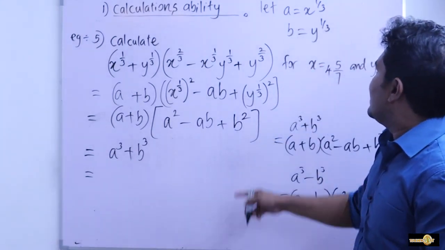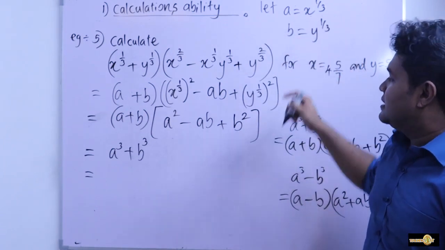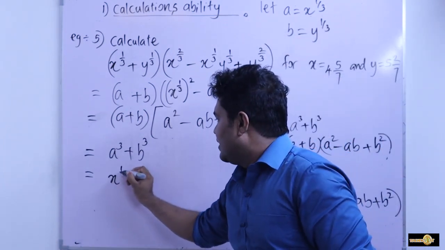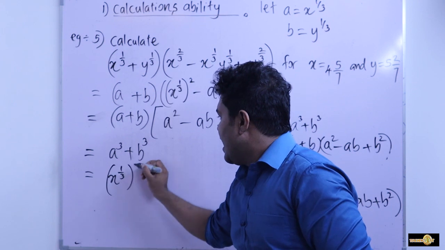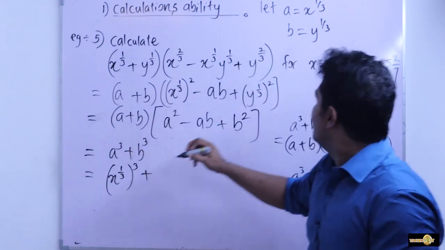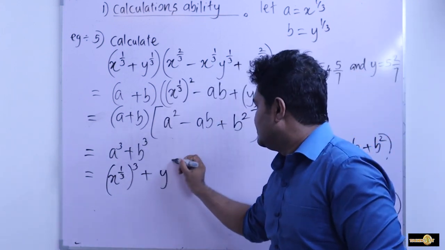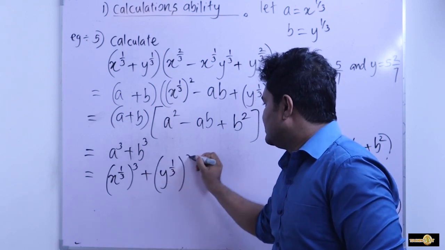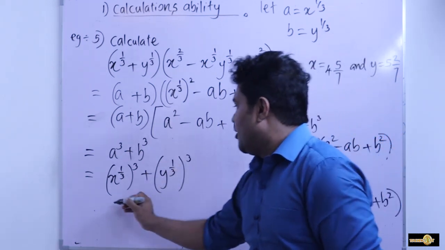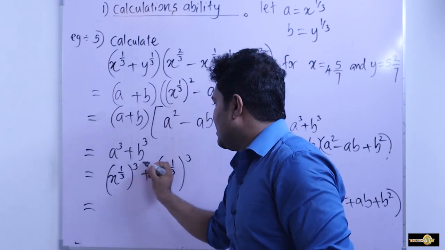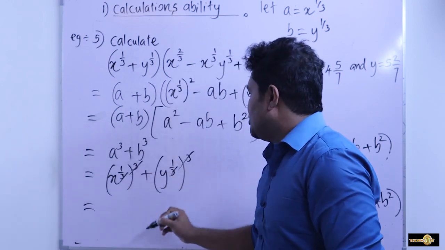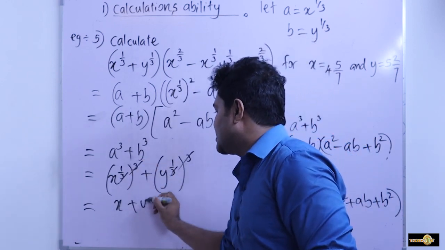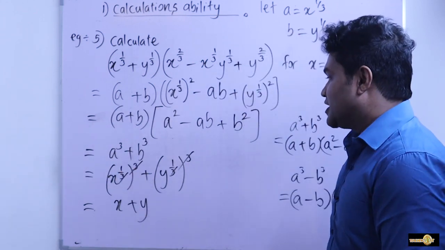Okay, a. What is a? A was x to the power 1/3. Now I can write x to the power 1/3 and to the power 3. What is b? B was y to the power 1/3 and to the power 3. Okay, now what is going to happen? The power of a power gets cancelled. You know that what remains is x plus y.